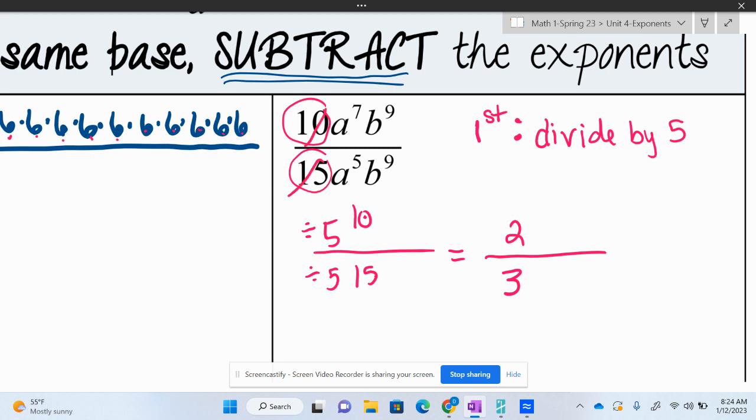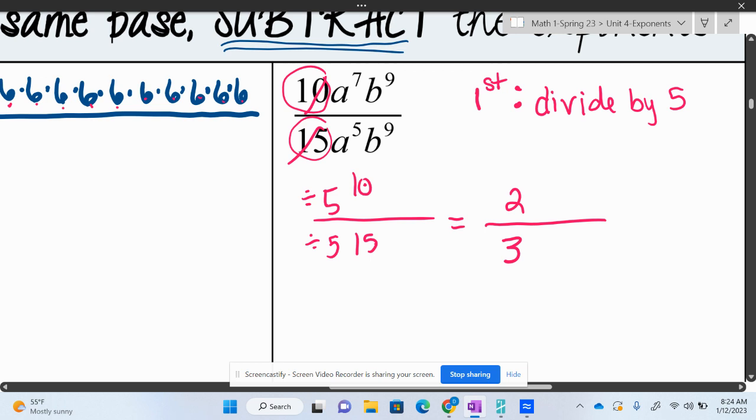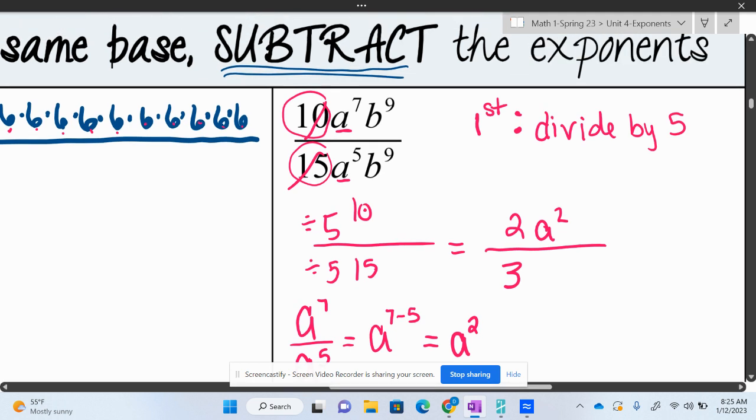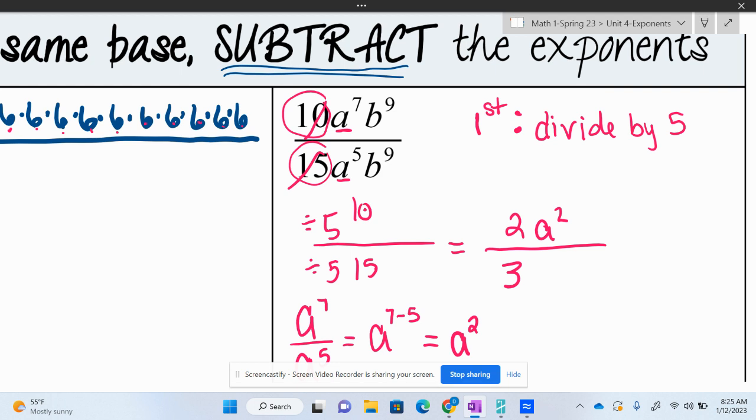We're done with that. Now let's use our rule that says if we're dividing and the base is the same, we do what with the exponents? I hear someone saying it. Yeah, we subtract. What is 7 minus 5? 2. So that's going to actually go up in the top. Why is it going to go in the top and not the bottom? Why am I putting that a squared in the numerator and not the denominator?